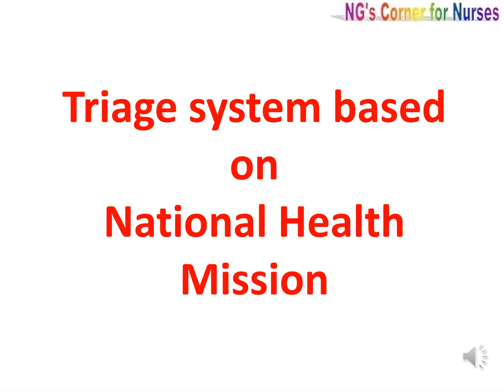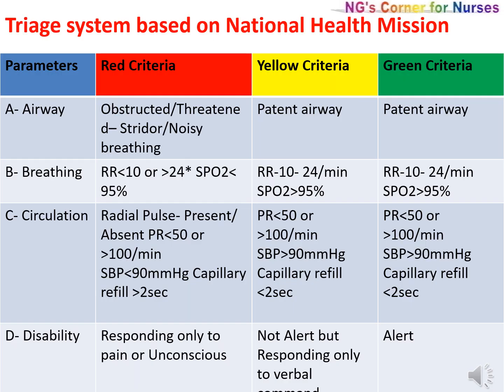Next, coming to the triage system based on National Health Mission. Depending on the 5-tier emergency triage system, National Health Mission prepared this triage system which is easy to understand and easy to perform in the Indian scenario. There are 3 color codes, red, yellow and green. And these color codes depend on the 4 parameters, that is airway, breathing, circulation and disability.